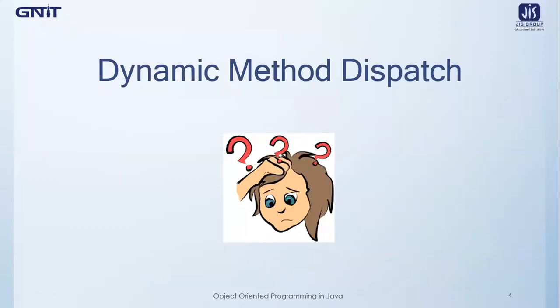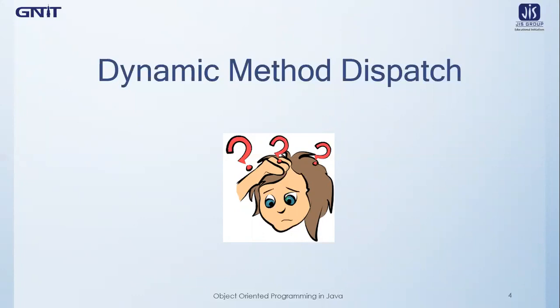Method overriding forms the basis of one of Java's most powerful concepts, which is dynamic method dispatch. This dynamic method dispatch is the mechanism by which a call to an overridden method is resolved at runtime rather than at compile time. Dynamic method dispatch is very important because this is how Java implements runtime polymorphism. Now, we have already discussed the fact that a superclass reference variable can refer to a subclass object. Java uses this fact to resolve calls to overridden methods at runtime.